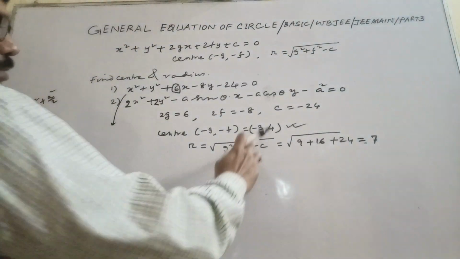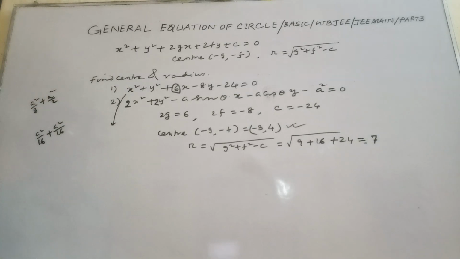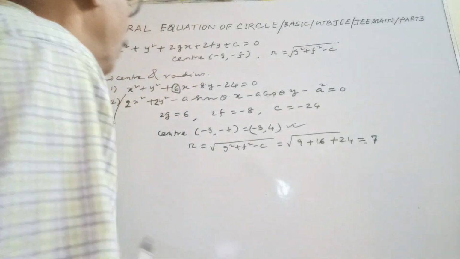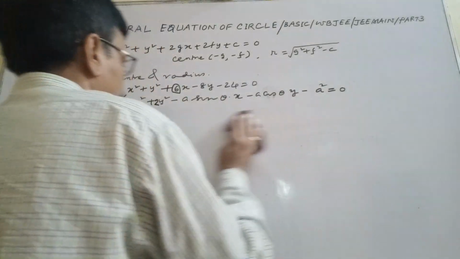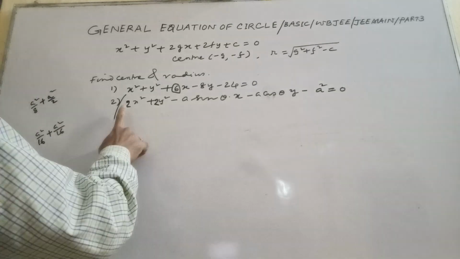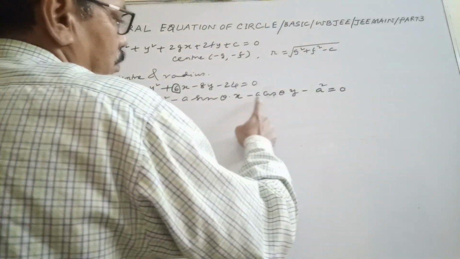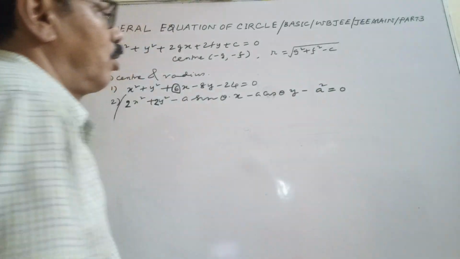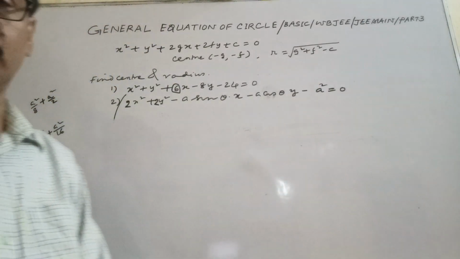So what is the center? Minus 3, 4, radius 7. So we can write the center directly using this one. Now problem number 2: 2x square plus 2y square minus a sin theta into x minus a cos theta into y minus a square equals to 0.